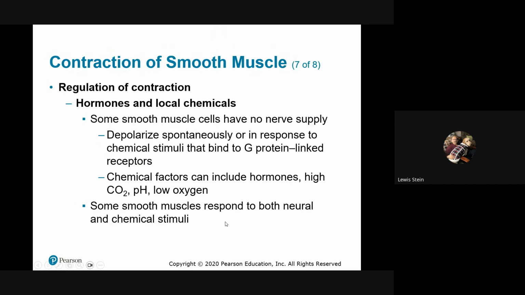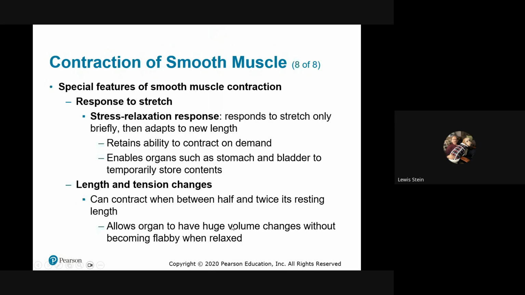Some smooth muscles respond to both neural and chemical stimuli. Stress related, stretch them. So those are the stretch receptors. Length tension changes: you can contract between half and twice its length. So organs have huge volume changes without becoming flabby when relaxed. When you get to the stomach, maybe you remember this from the anatomy portion of the program, your stomach empty is less than 2 ounces. Filled, it can be a gallon. So it can stretch and still go back when it finally empties.